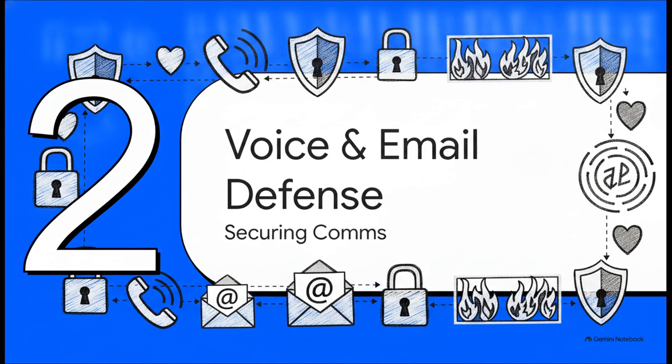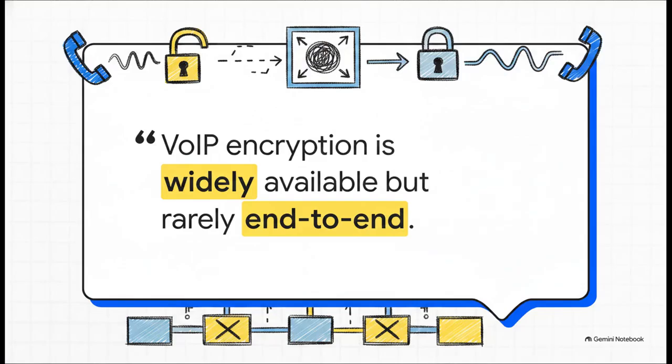Moving on to Section 2, Voice and Email Defense. What's really interesting here is how we take specific security controls and bolt them onto dedicated communication channels that honestly lack security right out of the box. Time for another exam mindset note. And look at this one carefully. Assuming voice over IP is end-to-end encrypted by default is a huge pitfall. It's just not. Think about how VoIP works.